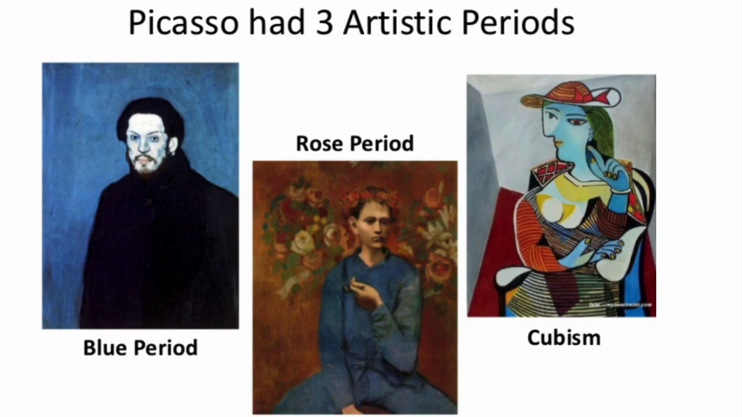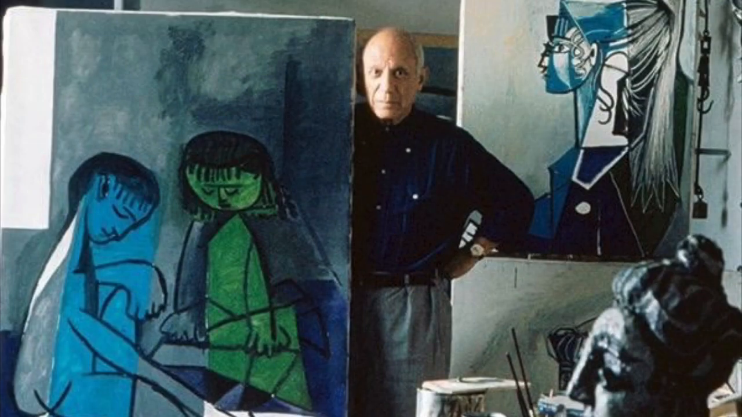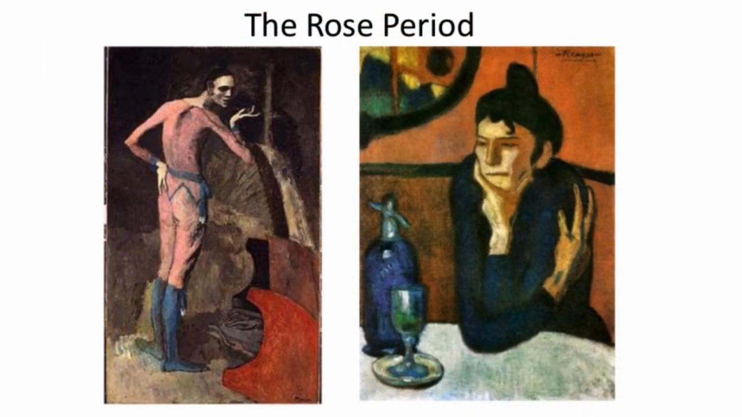Picasso had three artistic periods. The blue period, which is when they said he was feeling a little bit sad, so he would paint in a lot of different kinds of blues and greens. Then he had what we call the rose period, and some people say that this is the time when he was in love. So he would use lots of different kinds of pinks and reds and pretty colors like that.